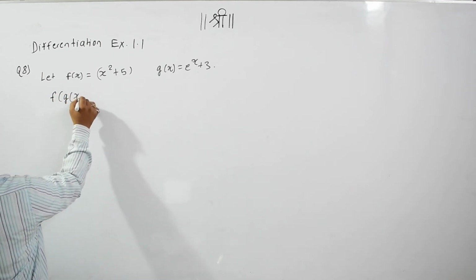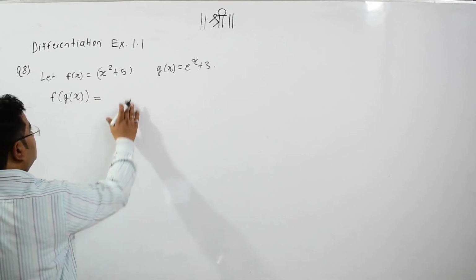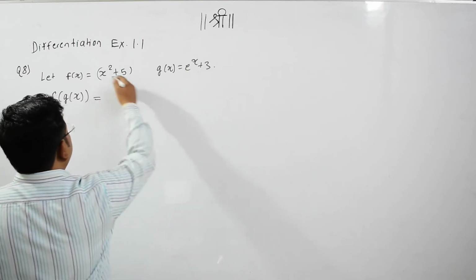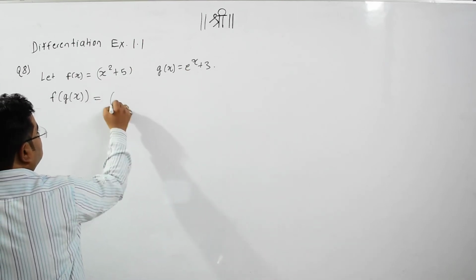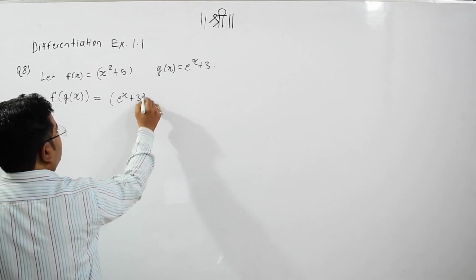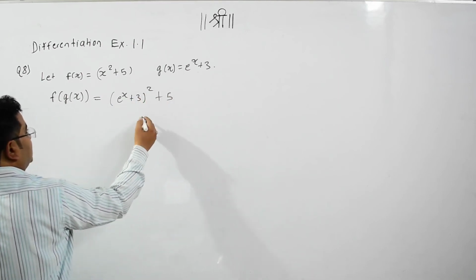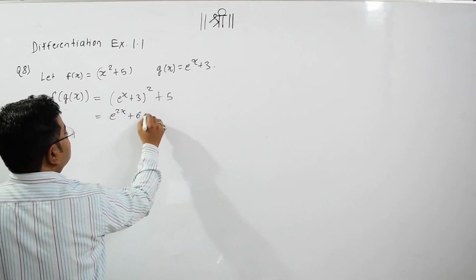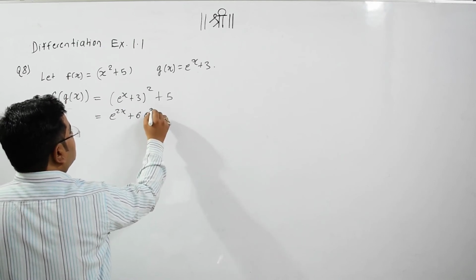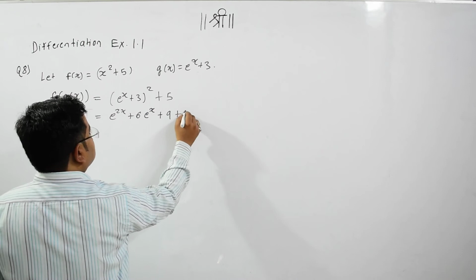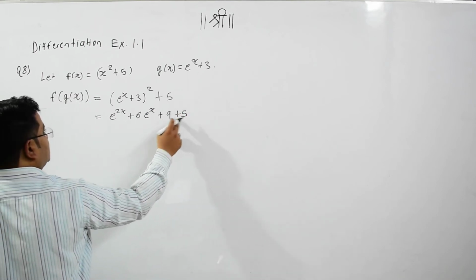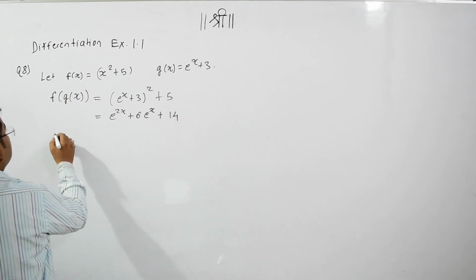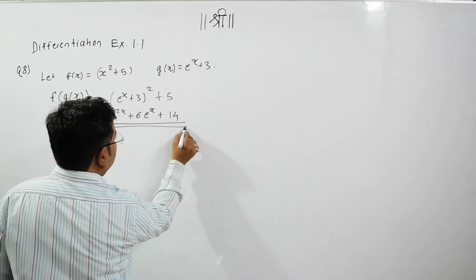So what is this f of g of x? You already did it in your 11th standard, how to find composite functions. So f of g of x is equal to what? What is the value of g of x? e raised to x plus 3. Substitute over here as x. So you will get (e raised to x plus 3) whole square plus 5. Simplify it. What will you get? e raised to 2x plus 6 times e raised to x plus 9 plus 5, and 9 plus 5 will be equal to 14. Hope you got it. Now this was the required fill in the blank.